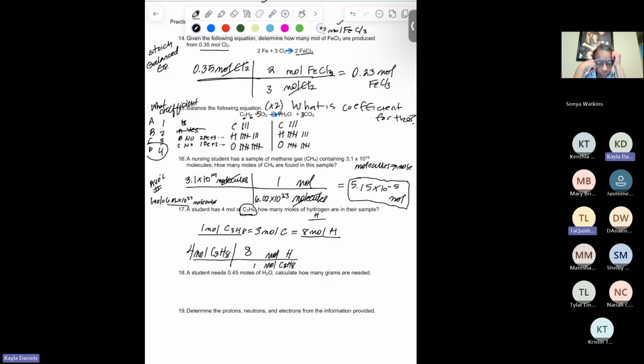Do we still calculate in scientific or normal? This would be normal. For scientific, if you're working with numbers that have exponents, that's going to be a Q. All right, so 4 times 8, 32. So there's 32 moles of hydrogen in this sample.